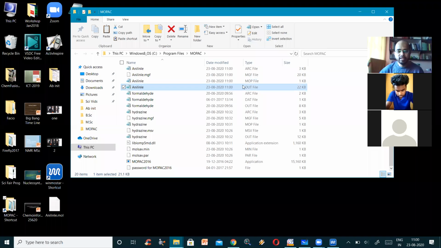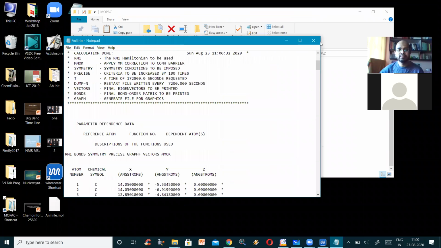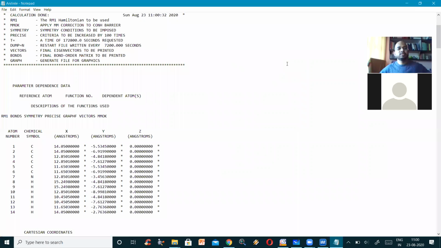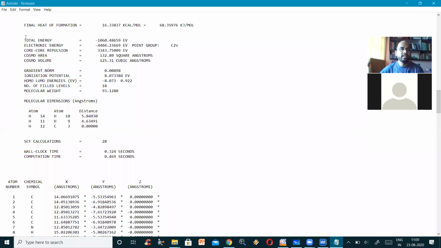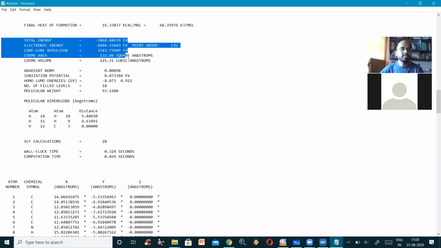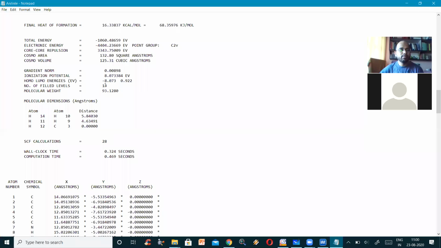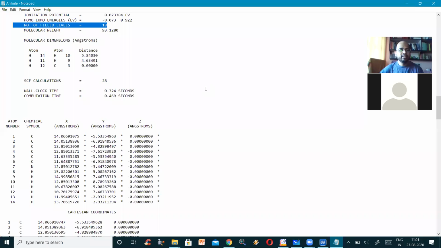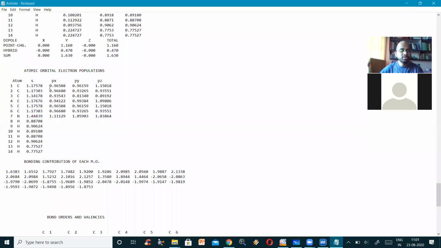I'll take the out file. This is the out file. When I take the out file, it shows me these things. That is the calculated things. So here it has calculated the total energy, electronic energy, ionization potential. Look at this, number of filled levels in the benzene are 18, molecular weight, and lastly, all the coordinates, and then the distribution of s, px, and py electrons.